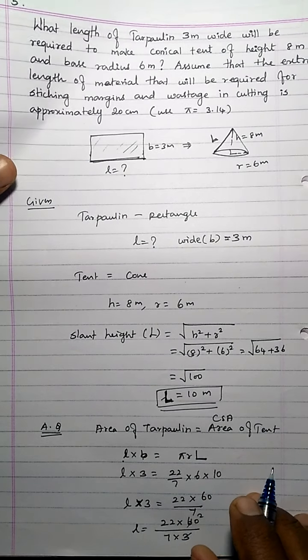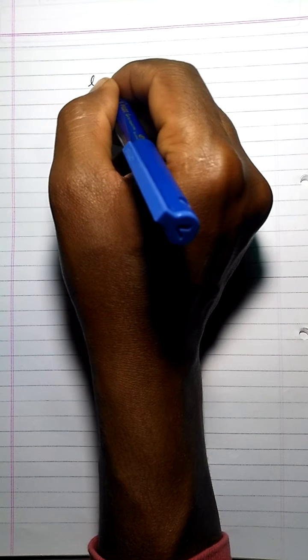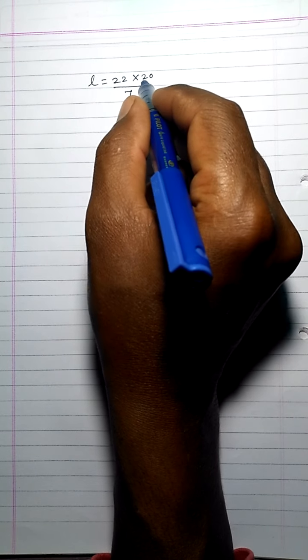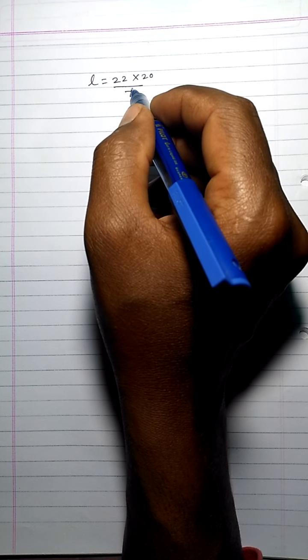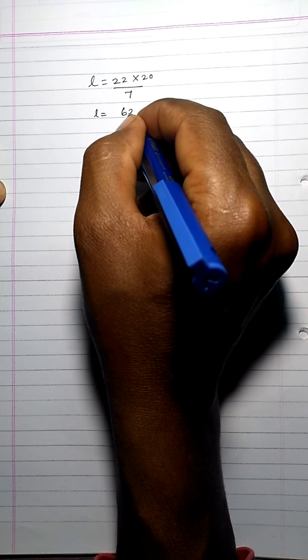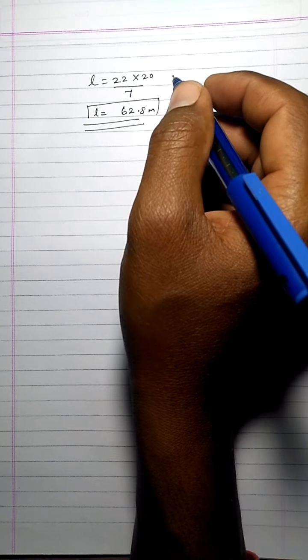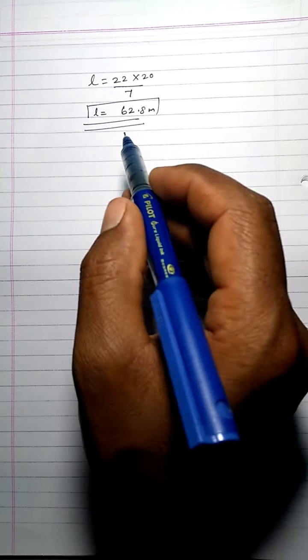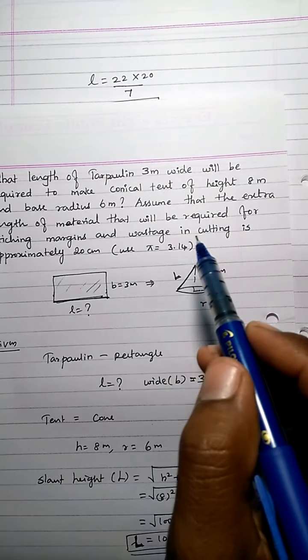The remaining we can write on the next page, space is not there. So l is equal to 22 into, if you cancel, you will get 20/7. Multiply this by 22 and then divide by 7. So you will get l is equal to 62.8 meter. So the length of tarpaulin required for making the tent is 62.8 meter. So length we found out now.